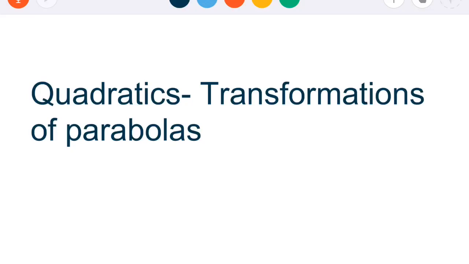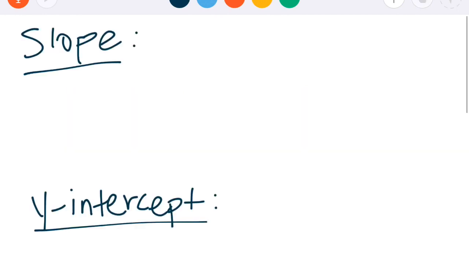This video is going to be on quadratics, but more specifically, we're going to talk about the transformations of these parabolas. So we're going to look at two main parts. We're going to look mostly at the slope and how it affects the parabolas, and also the y-intercepts, how those are going to affect what the parabolas look like. So you're going to see what this means in a second once we actually start doing some problems.